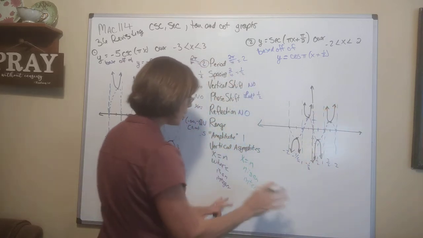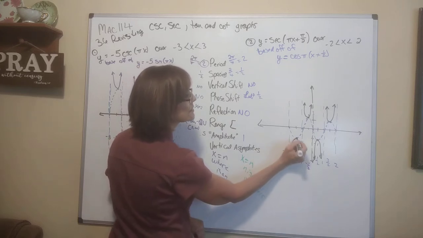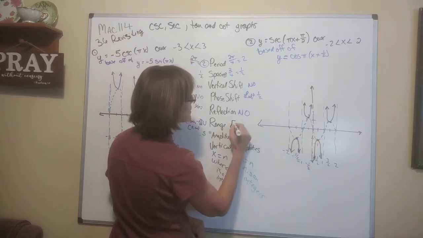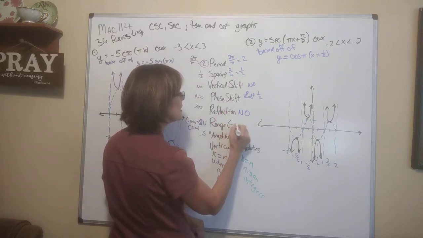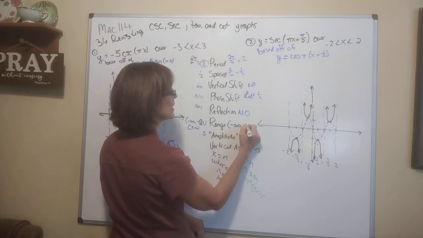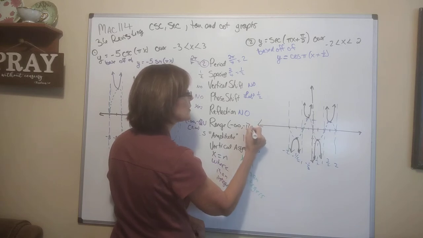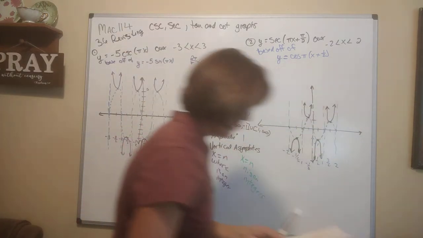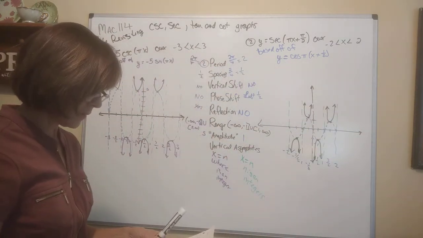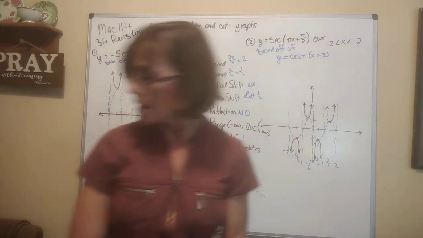All right, and so what would be the range? The range for this guy is negative infinity, as low as it wants to go, till it hits this point, which is, don't ever put a bracket on an infinity. This should be parentheses, to -1. And then there's this open gap, and then it starts again at y is 1, and goes all the way to infinity. So let me just double check this one. See if we're doing good. We are doing good.